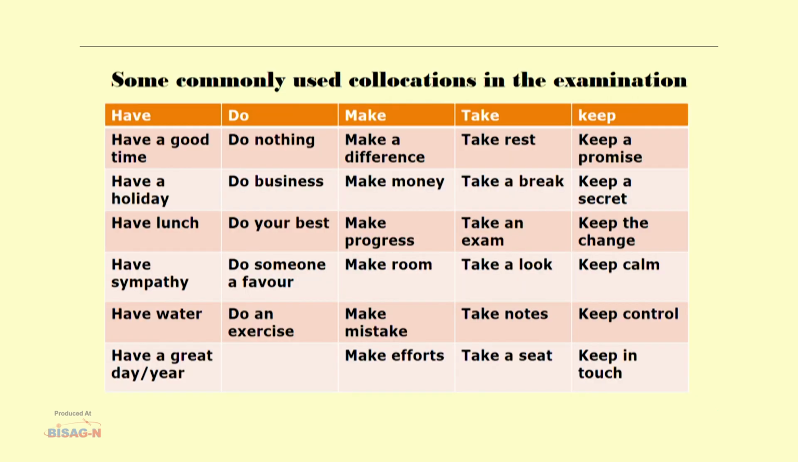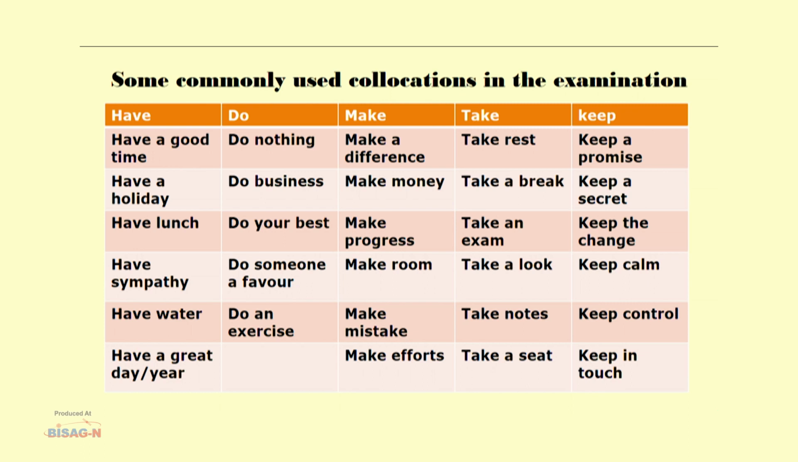Now let's move ahead and see some of the commonly used collocations in the examination. If you look at the top, the columns have do, make, take and keep. These are all verbs. Do you notice that these are all verbs? The verbs can have some of the words linked to them. The verb can have an adverb, the verb can have a noun, the verb can have an adjective, or anything which is related to a noun or an adverb.